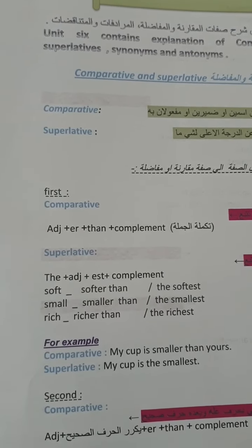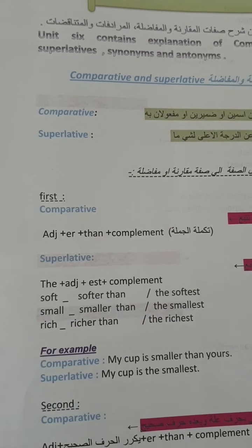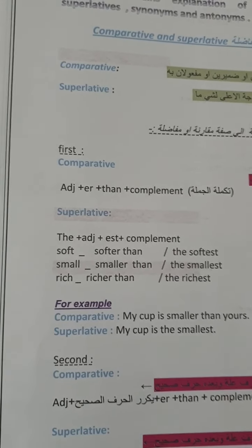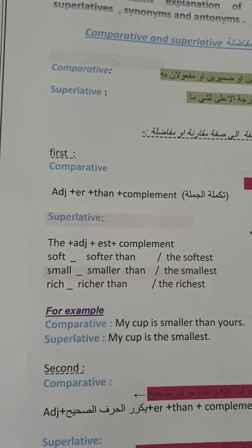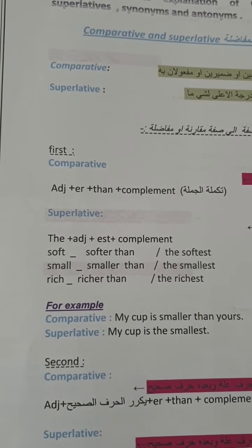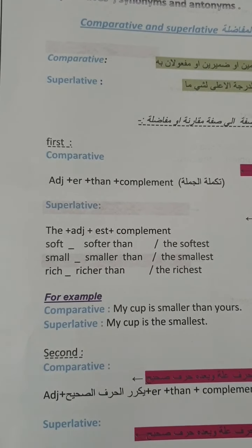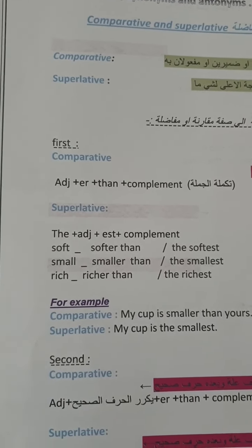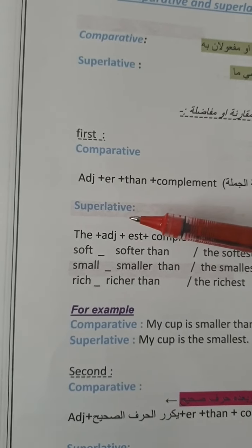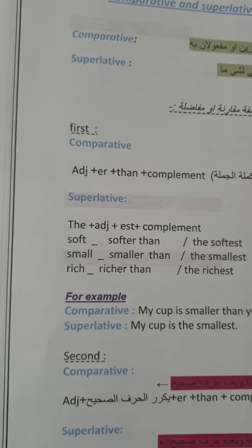So, in order to make comparative and superlative, we have to follow 5 rules. First one, when we have a one syllable adjective، لما تكون الصفة متكونة من مقطع واحد. So, في حالة comparative will be followed by ER and في حالة superlative will be followed by EST.